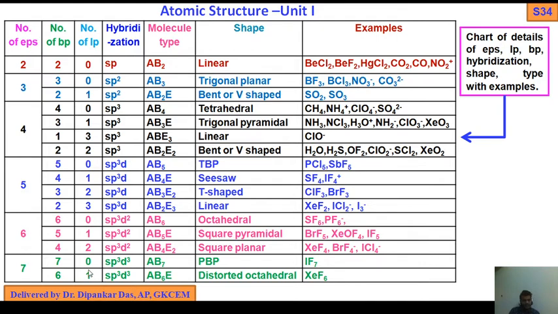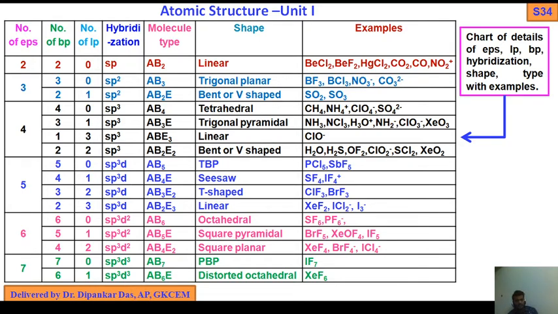In case of 7 EP, 7 bond pairs, 0 lone pairs, sp3d3, AB7, pentagonal bipyramid: IF7. In case of 6 BP, 1 LP, sp3d3, AB6E, distorted octahedral structure: XeF6. So this is the chart in detail, by number of bond pairs. When a lone pair appears, the structure will change.